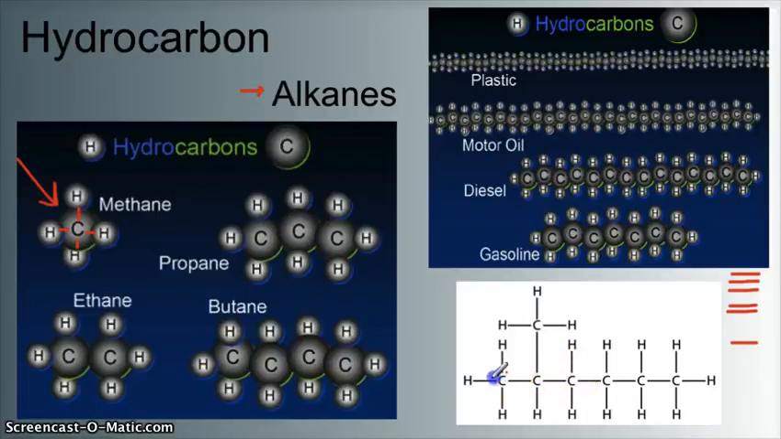So if you take this C right here, for example, it is sharing one electron with a hydrogen, one electron with this hydrogen, one electron with this hydrogen, and one electron with this carbon. You know it's one electron because it is a single bond right here, just that one line. And that's how alkanes can have many, many, many carbons in them. If you look at some of these, you have some of the things you find in gasoline and diesel and motor oil and plastic, and gosh, you can't even count how many carbons there are in this particular bond right here.